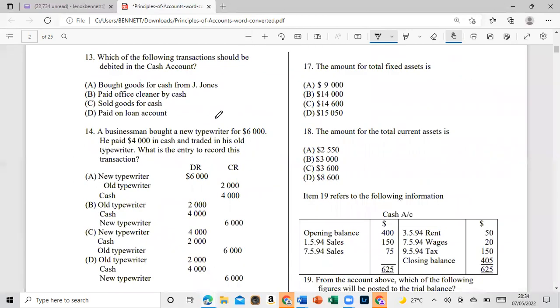Yeah, that is better. So 13 says, which of the following transactions should be debited in the cash account? A, bought goods for cash from J. Jones. No. B, paid office cleaner by cash. No, the money is going out, isn't it? Once it decreases the cash, you don't put it in as a debit. If it increases the cash, then you put it in the cash account. Now C says sold goods for cash. That will definitely be a debit.